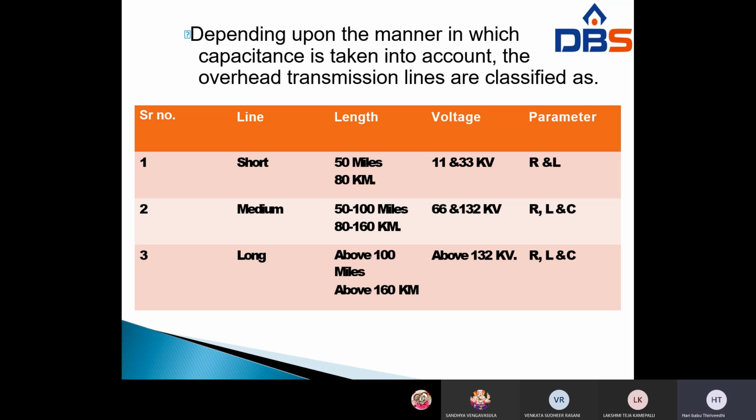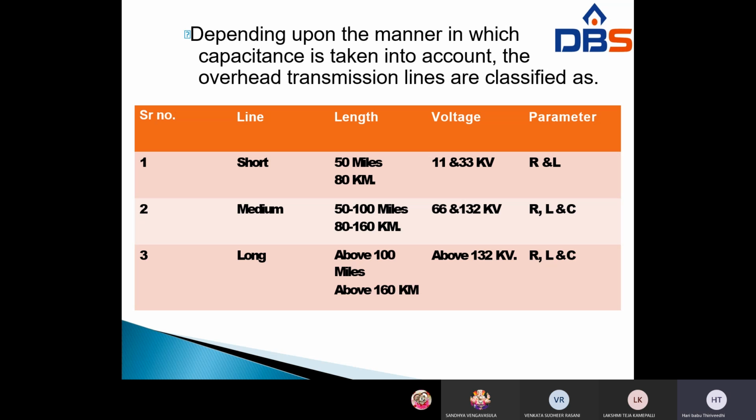So in these short transmission lines, because of low length, less than 80 kilometers, or less than 20 kV or 33 kV, the effect of capacitance is very low. That's why it may be neglected. Therefore, the parameters calculated in a short transmission line are nothing but resistance and inductance only, right? So while studying the performance of transmission lines, only resistance and inductance of the line are taken into account, right?